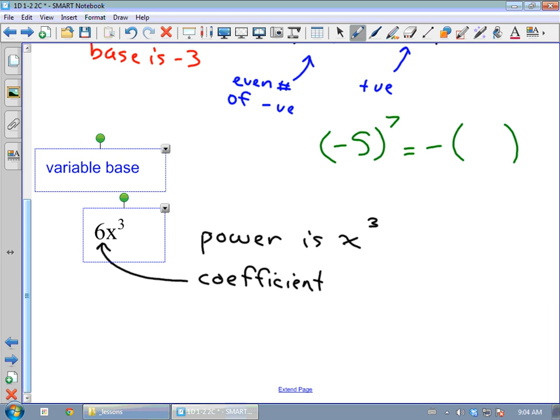So if I were to write this in expanded form, my x is cubed, so I'm going to have x times x times x, and that 6 just stays out front as a coefficient. So in this case, that 3 doesn't apply to that 6 because the 6 isn't part of the base. So I should write over here that the base is x.